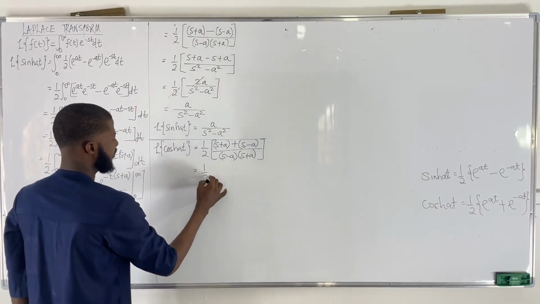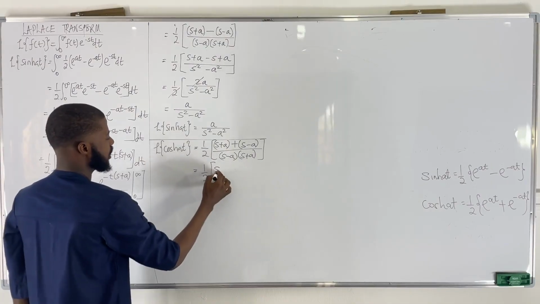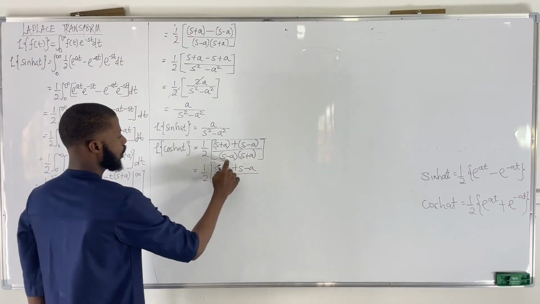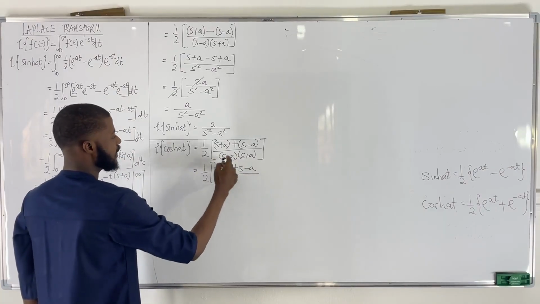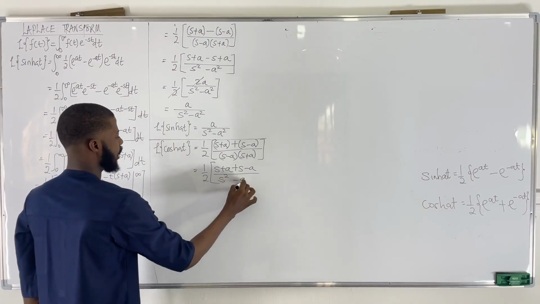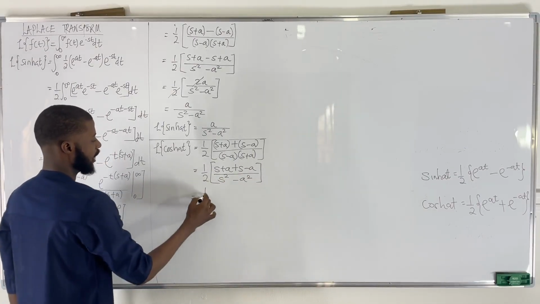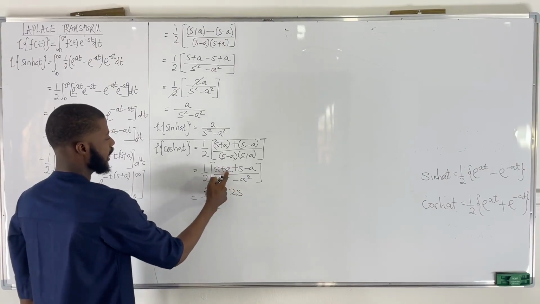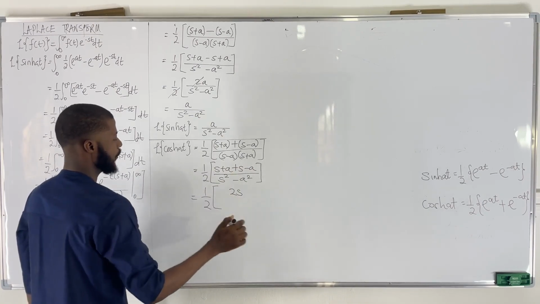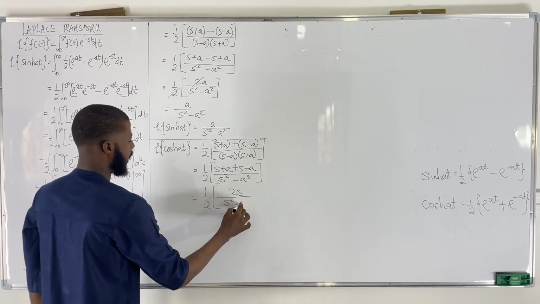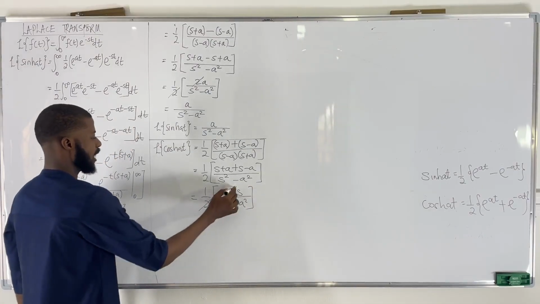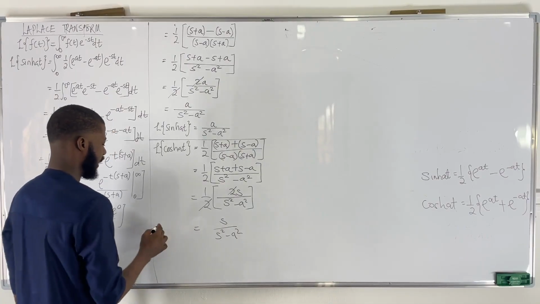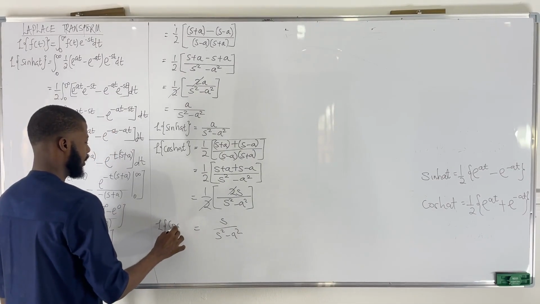So this will become half. Now s plus a will just be s plus a. Then here, this will be s minus a. When these two things multiply, it's a difference of squares, so that's s squared minus a squared. Now this will be half. s plus s is 2s, a minus a is 0, it's gone already. Then divided by s squared minus a squared. Now 2 can cancel out 2 here. So this is s divided by s squared minus a squared, and this will be the Laplace transform of cosh at.